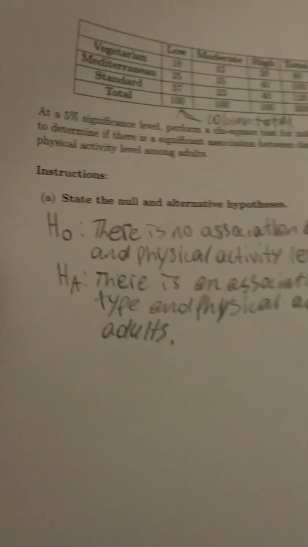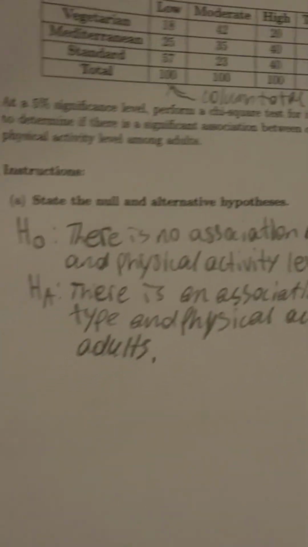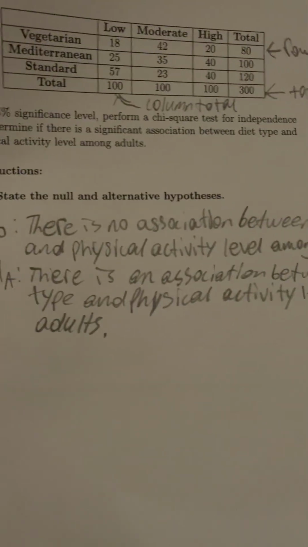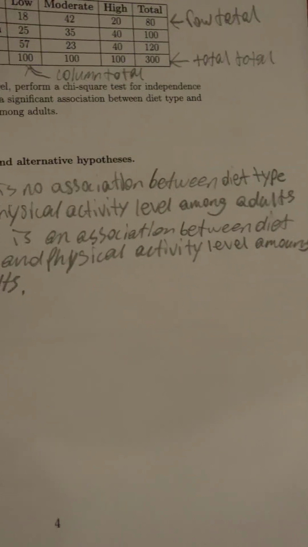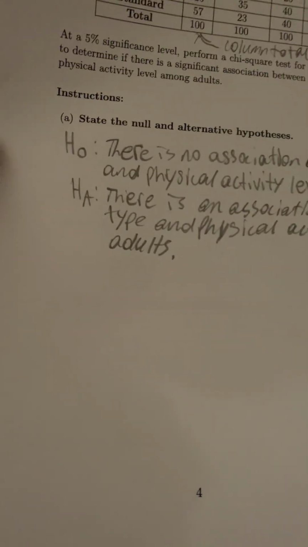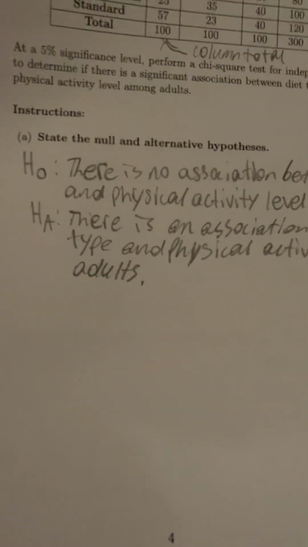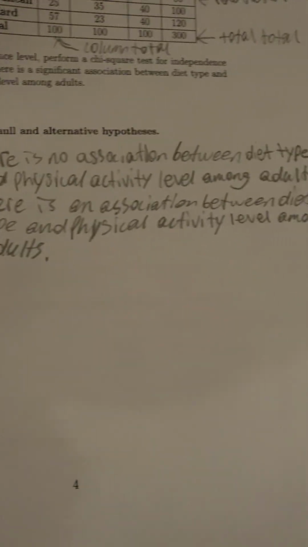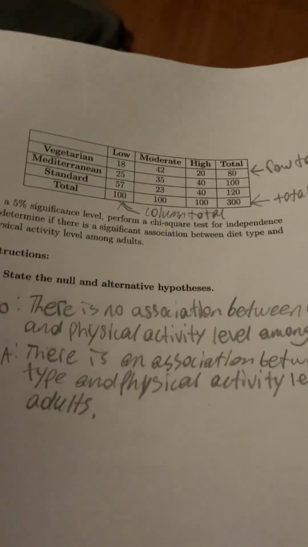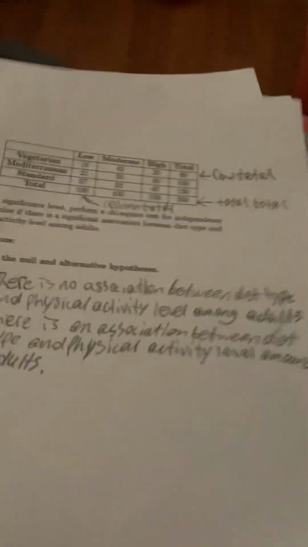And for question 2, it says state the null and the alternative hypotheses. So the null is there is no association between diet type and physical activity level among adults. And the alternative, the exact opposite, is there is an association between diet type and physical activity level among adults. And column, row, and total.